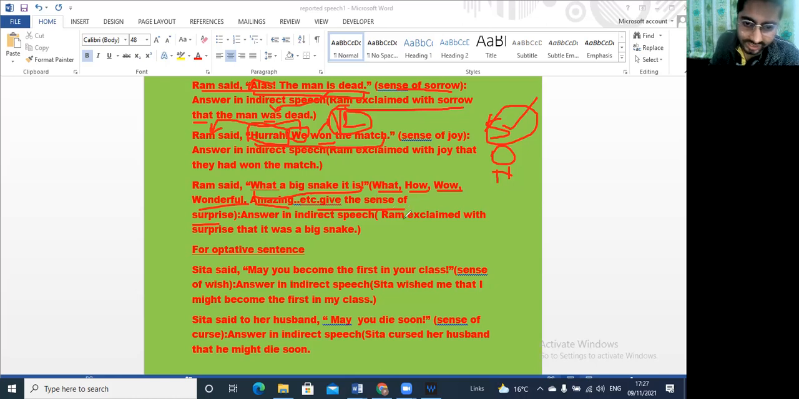So what could be the answer? Ram exclaimed with surprise that it now. Let's talk about the change of subject. It is. Which person is it? Third person. Third person is not changed. Third person falls in N. N represents no change. Okay. So to check out no change, so it remains same.